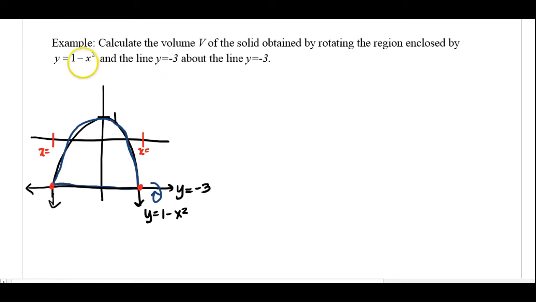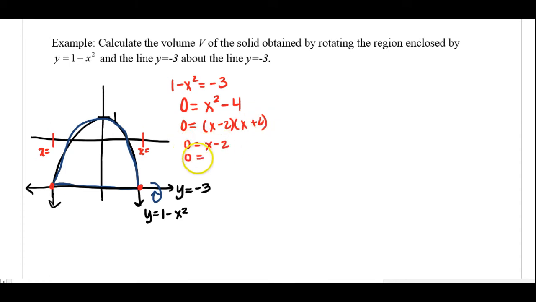So to do that, I need to set the functions equal to each other. So set 1 minus x squared equal to -3. So if I move everything to one side, I'm going to get 0 equals, and I'll get x squared if I add the x squared to the other side. And then if I subtract the 1, I'm going to get x squared minus 4 equals 0. So 0 equals x minus 2, x plus 2. So I end up getting x minus 2 equals 0 and x plus 2 equals 0. So x is plus or minus 2. So -2 and +2 are my limits of integration.